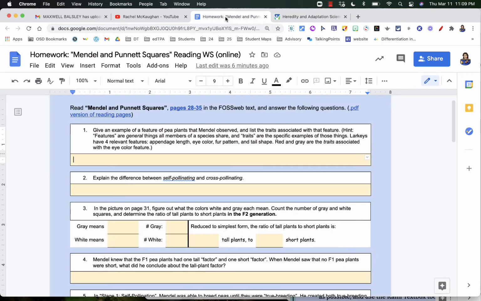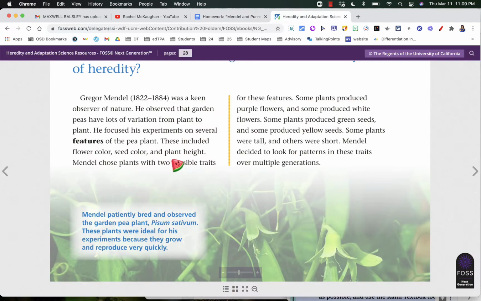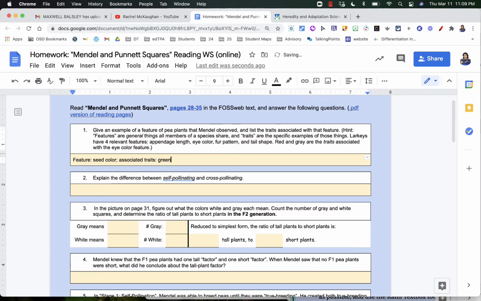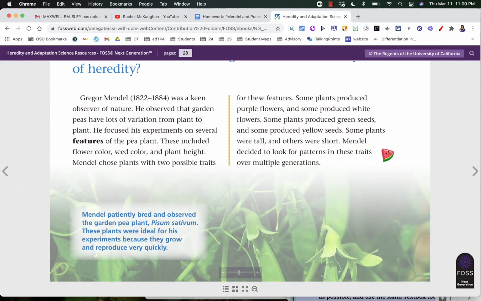Okay, feature, seed color, associated traits. What type of seed colors were there? Mendel chose plants with 2 possible traits for these features. It's kind of a good idea just to have 2 traits to keep track of. Some plants produced purple flowers and some produced white flowers. Some plants produced green seeds and some produced yellow seeds. Okay? Green and yellow. The traits for seed color. Some plants were tall and others were short.